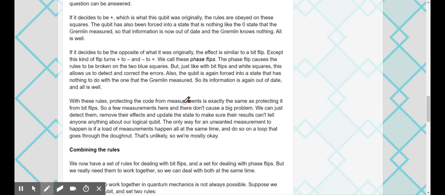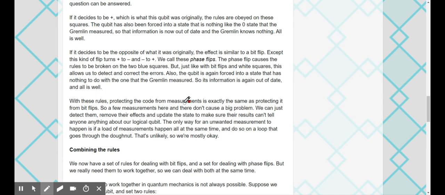I get it that it doesn't matter what the global phase is. And yeah, that's a rotation. Between the minus and the plus, there is 180 degrees. So there is the phase. The phase split causes the rules to be broken into two blue squares, just like with bit flips, and this allows us to detect and correct the errors.